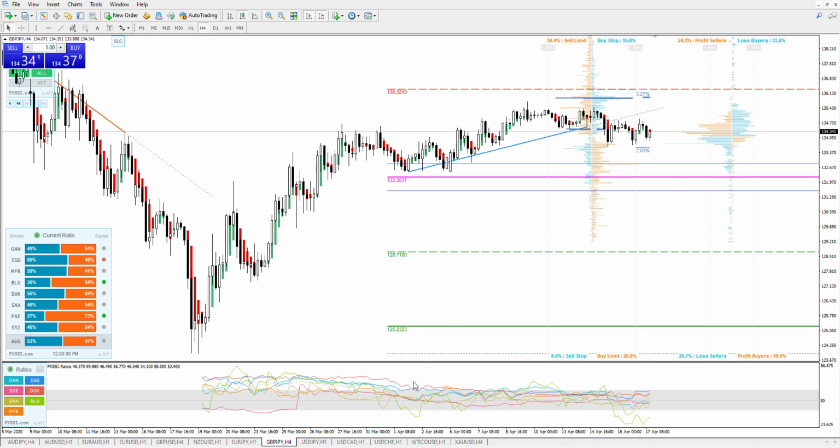So pretty sideways. The grey band is your 50% grey area. It's like a neutral line. You really want it above or below that for confirmation. This is like a grey area where it can bounce.